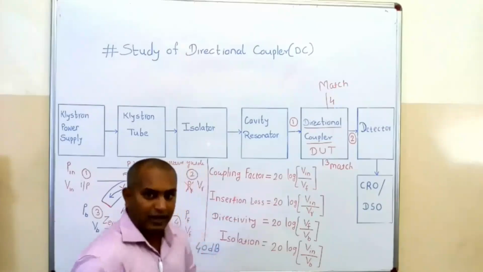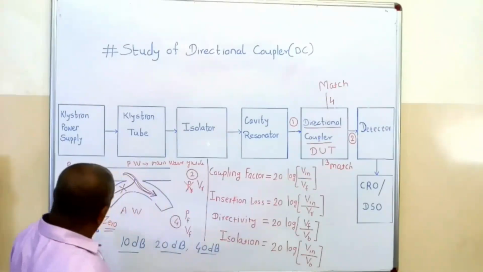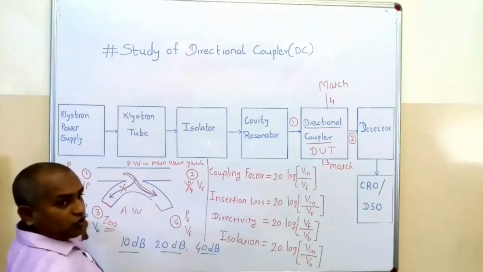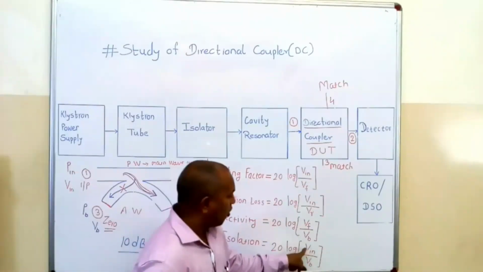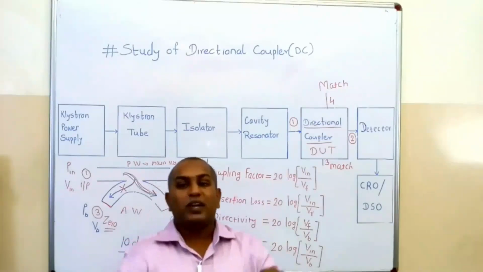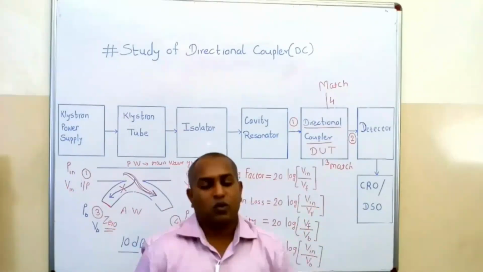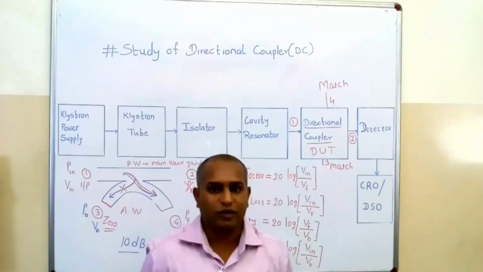So ideally, if my back power is equal to 0, the denominator is equal to 0. So the log of this value should be very low.